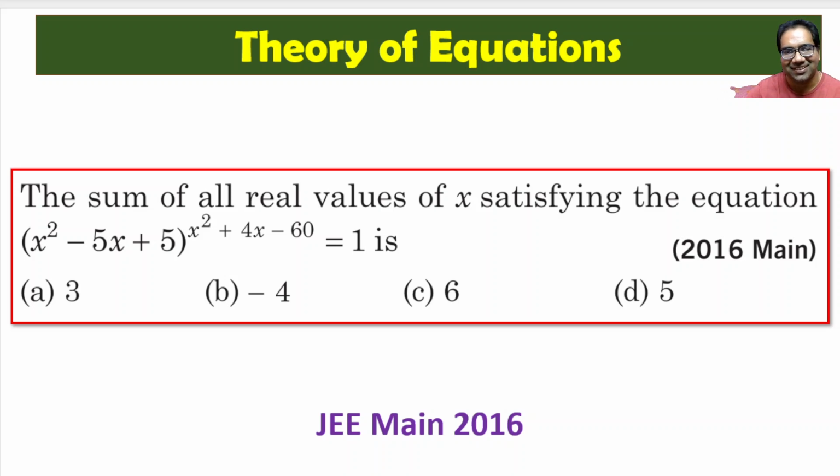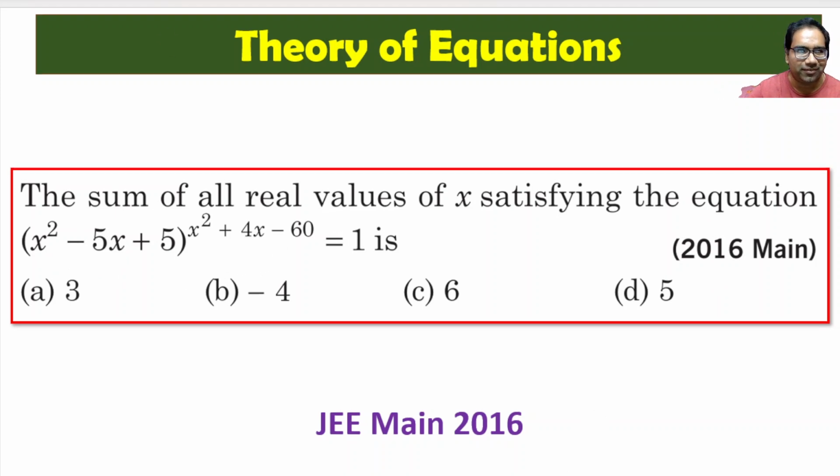Hi friends, here is a nice problem. We have a quadratic equation raised to the power of another quadratic equation: (x square minus 5x plus 5) whole to the power of (x square plus 4x minus 60) is equal to 1. Now how many solutions does this equation have? That is the question. This is raised to the power of this.